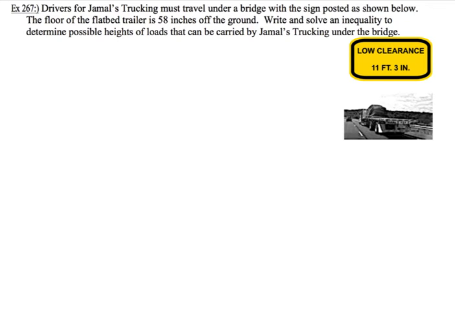Example 267. Drivers for Jamal's Trucking must travel under a bridge with a sign posted as shown below. The floor of the flatbed trailer is 58 inches off the ground. Write and solve an inequality to determine possible heights of loads that can be carried by Jamal's Trucking. Okay, the first thing, I'm going to draw a picture here. We've got the back of the truck. It tells us the truck is 58 inches off the ground, and we can put a load on that.